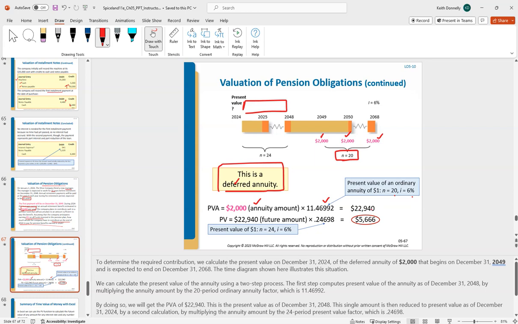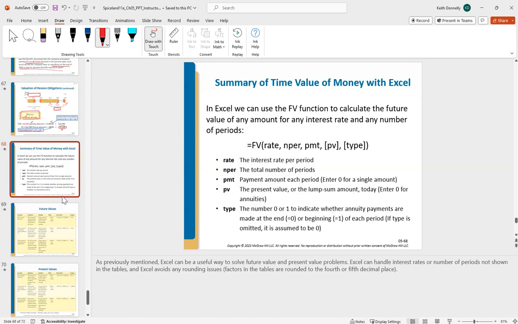You're looking at 22,940, right? That's the present value of an annuity there. And then the present value here, the 22,940, the future amount, times the present value of a single amount, right? How much are we going to put in today, with 24 periods and 6%? So there's N 24, 6%. We're looking at 5,666. A little bit wonky, a little bit convoluted if you think about it. It's a deferred annuity, and we're trying to figure out what we've got to put in there.